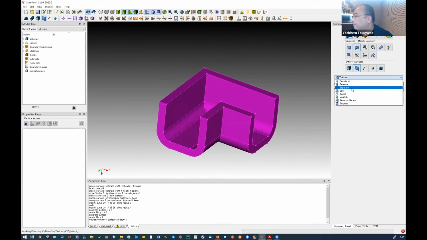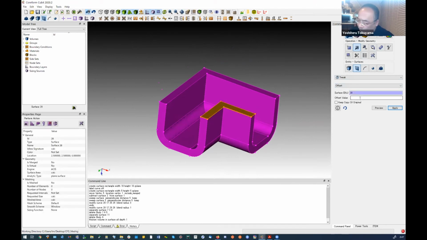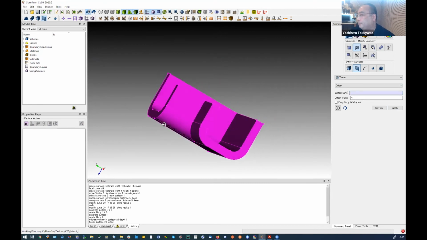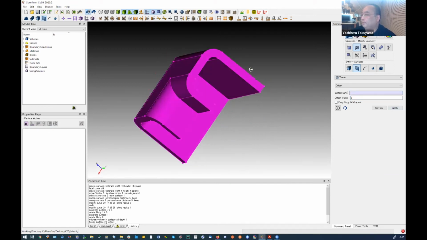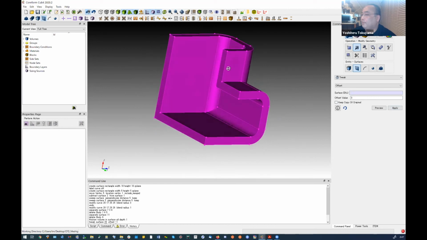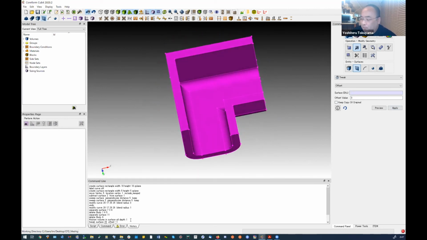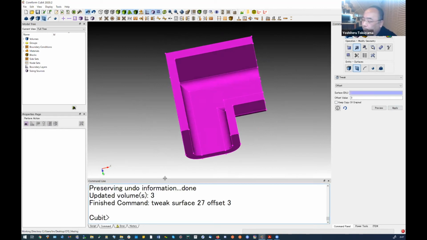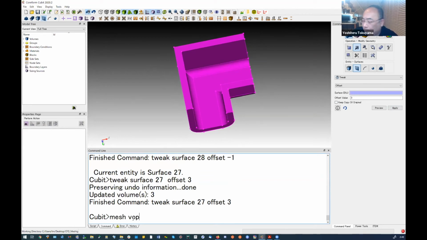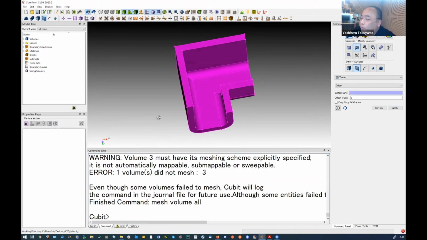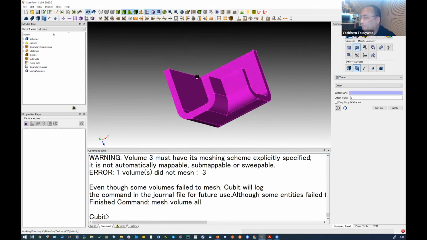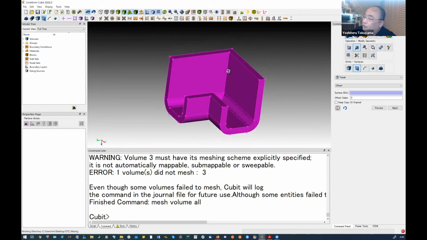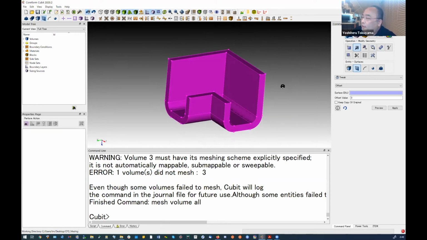Volume. I try to mesh volume on. Cubit cannot create it automatically. I need to cut this volume 1-to-1.